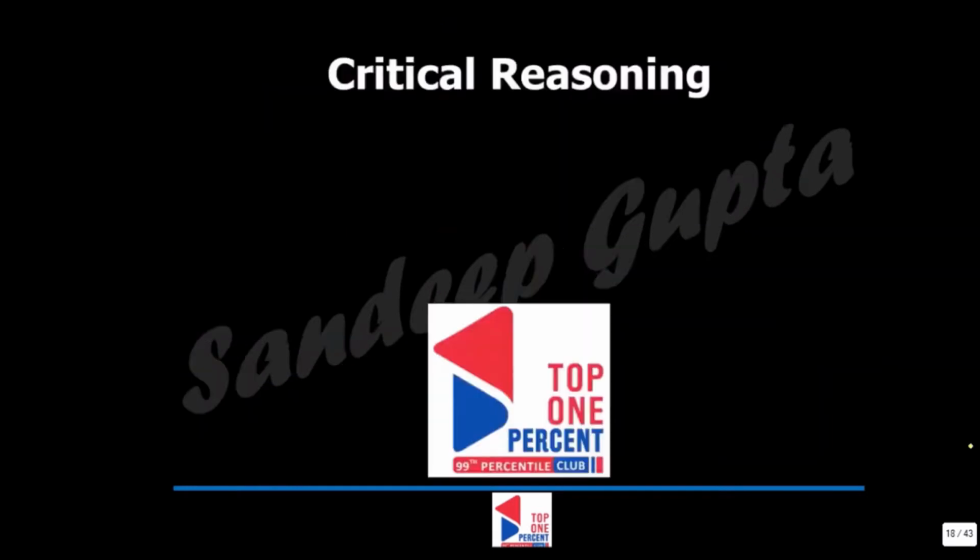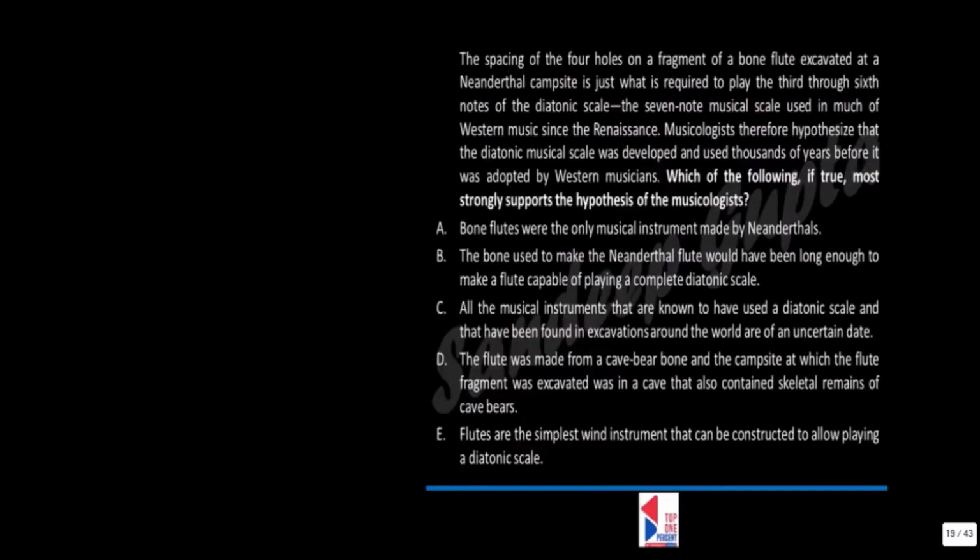These questions test a slightly different skill. So we'll see what they test. Let's understand. In the first reading, it may not be clear. So let's read part by part. Spacing of 4 holes on a fragment of a bone. So that means there is a bone fragment, not a bone, but a bone fragment. It has 4 holes on it.